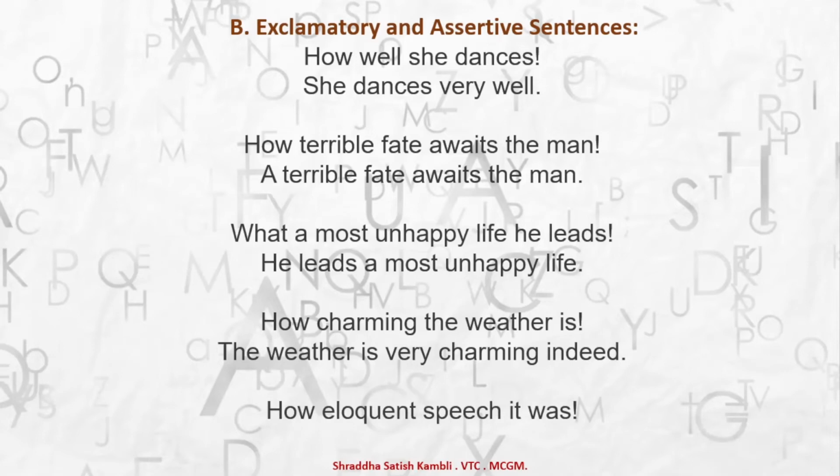Then you have, how eloquent speech it was. Or you can also say, what an eloquent speech it was. How will you make it assertive? It was the most eloquent speech. So this is how you change an exclamatory sentence into an assertive sentence. Okay, now we move on and we look at the next kind of transformation where you transform the form of the sentence, interrogative and assertive.